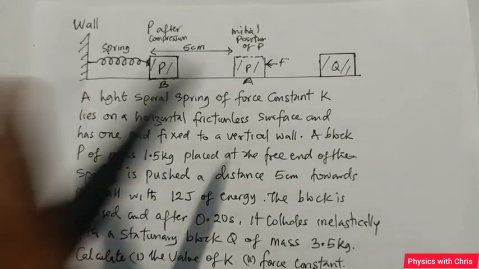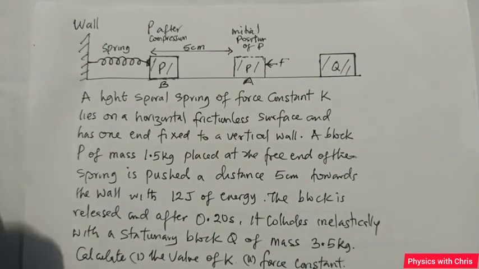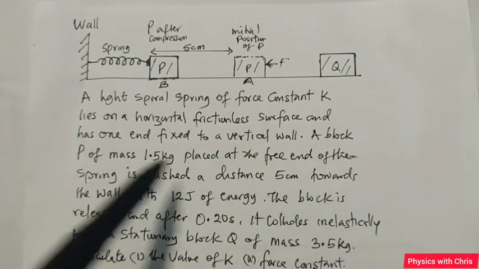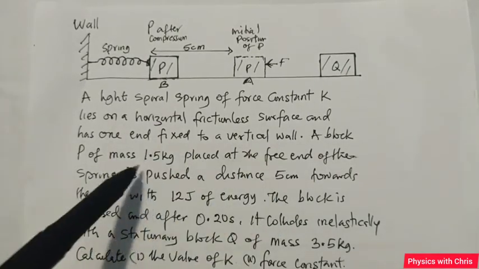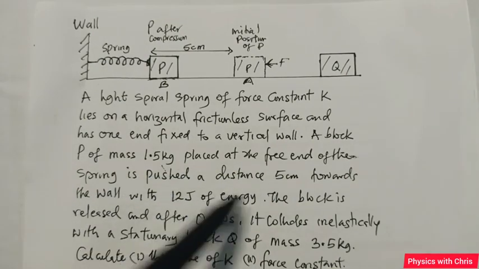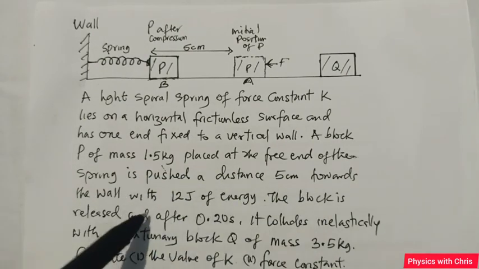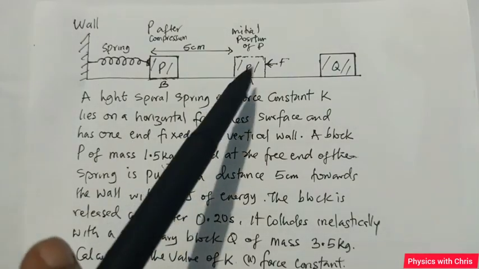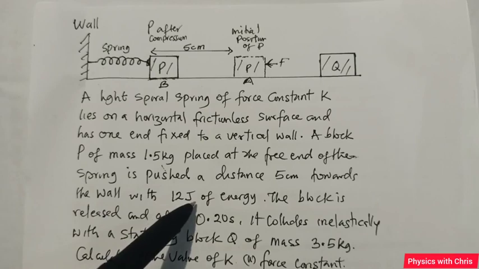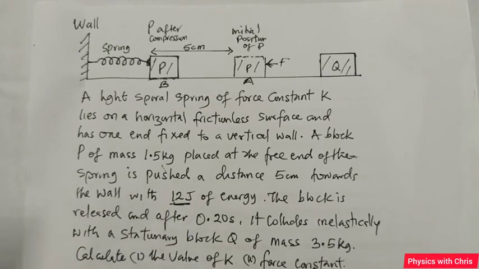So we are going to use the ideas of the deformation of solids, that is, elastic properties of solids, to solve this problem. And here we are told that the mass of the block P is 1.5 kg. You can see that the distance compressed is 5 cm, and then the force applied produces an energy of 10 joules, the energy that is transferred into the compressed spring.